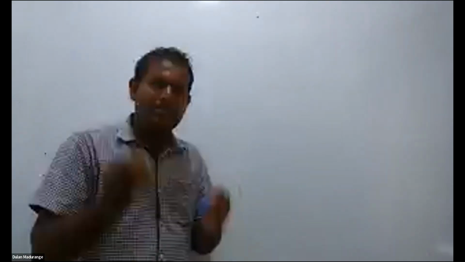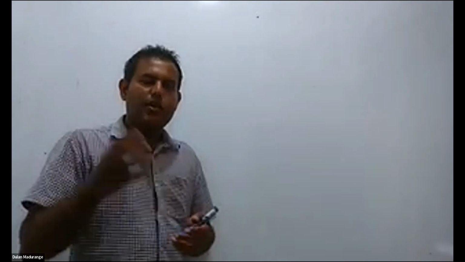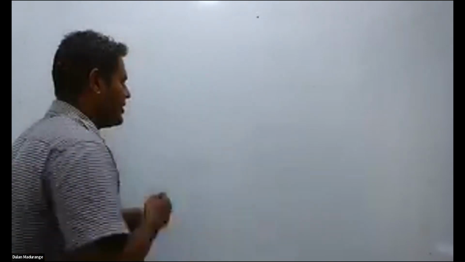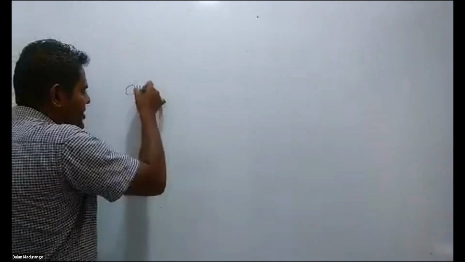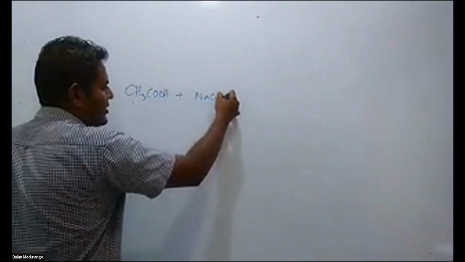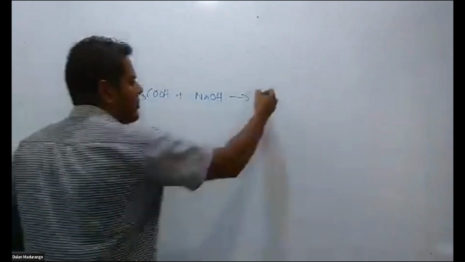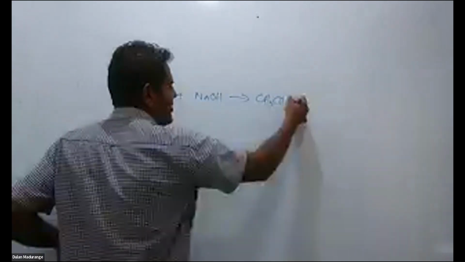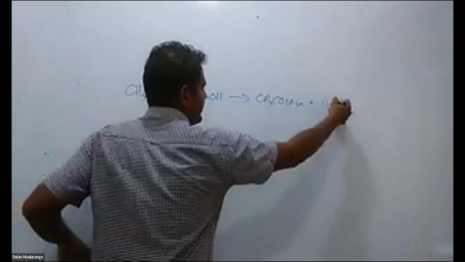What is the best buffer solution we know? Acetic acid and sodium acetate. Let's write about that. Right. Then acetic acid CH3COOH reacts with sodium hydroxide, one to one, forming sodium acetate.